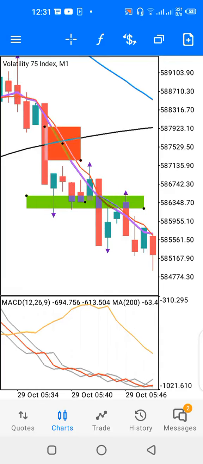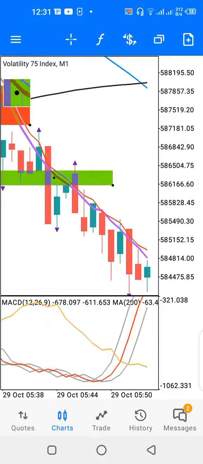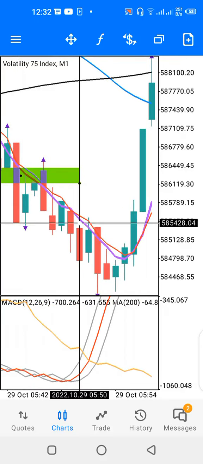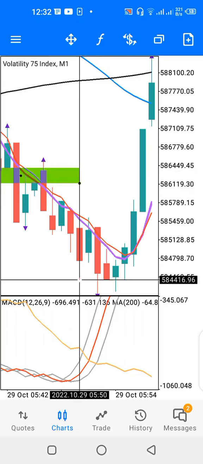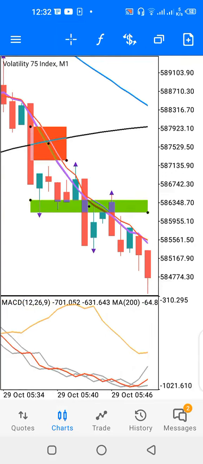Mind you, this strategy is for scalping, a few pips. If you sold around here, you can see you will have made some points. Let's look at the number of points you will have made, from 586134 to 584416. That's around 2,000 points. So that's how to sell using this strategy, using the indicators on the main chart.